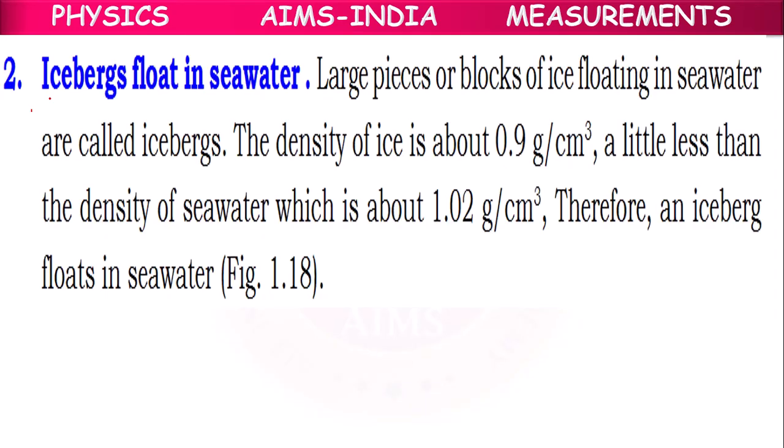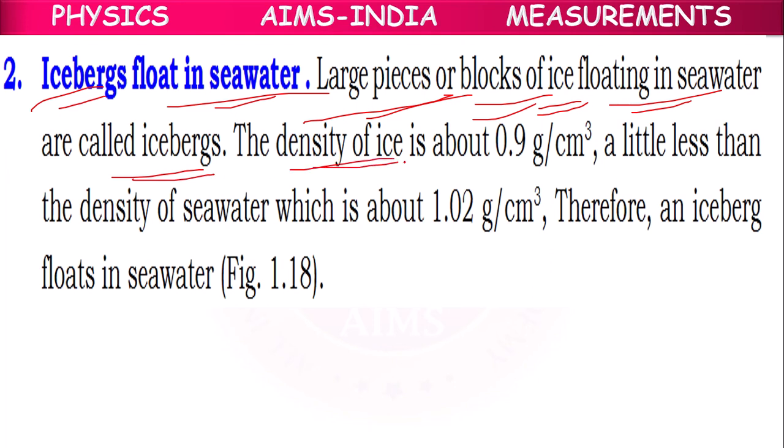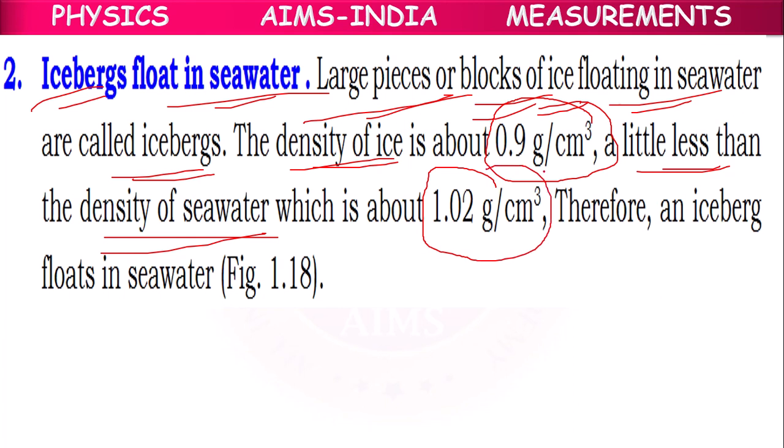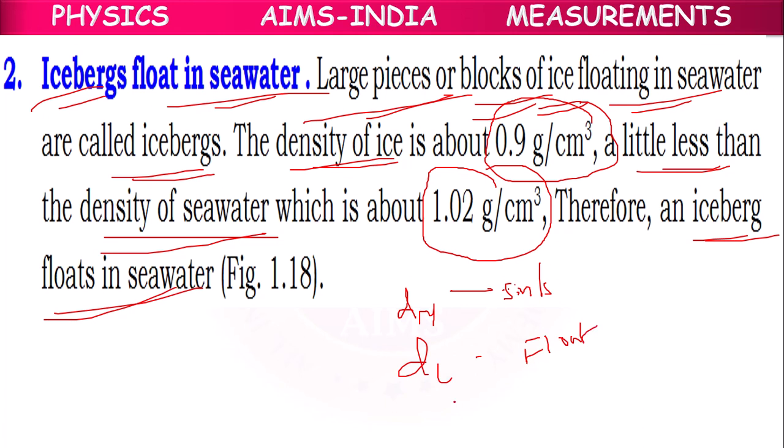Okay. So icebergs float in seawater. Large blocks of ice floating in seawater are called icebergs. The density of ice is 0.9 gram per centimeter cube, a little less than the density of seawater, which is 1.02 gram per centimeter cube. Means almost they are equal. So that's why the iceberg is floating in seawater. Actually, in terms of density also we can compare. If density is more, it will sink into the liquid. If density is less, it will float. Here the density is somewhat less compared to the density of seawater, so that's why it is floating.